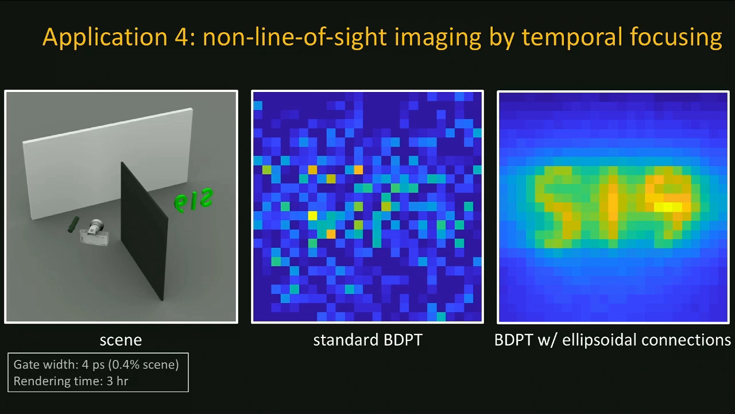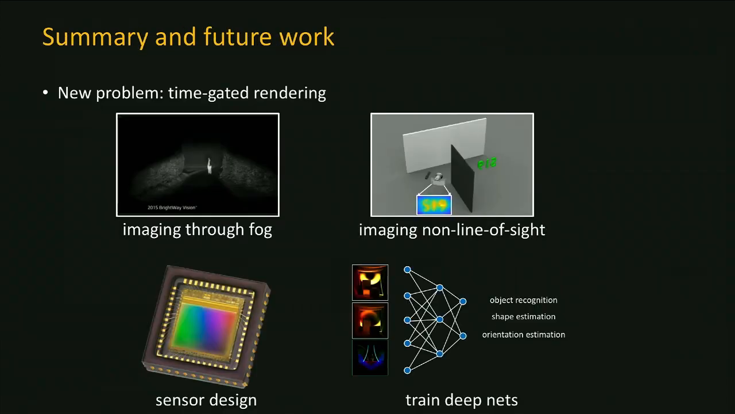We simulate a time-gated camera imaging around the corner with both standard BDPT and BDPT with ellipsoidal connections. And we can clearly notice that ellipsoidal connections far outweigh direct connections in rendering non-line of sight scenes.